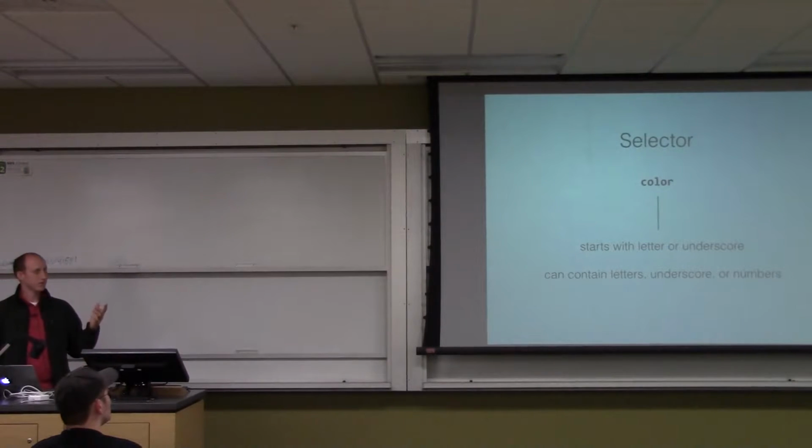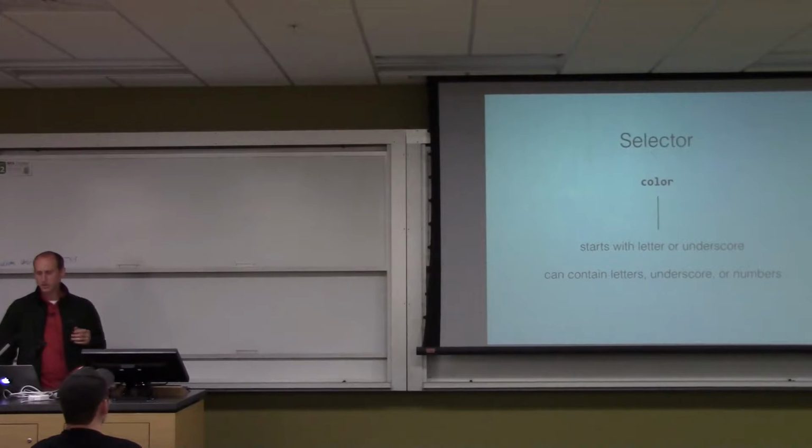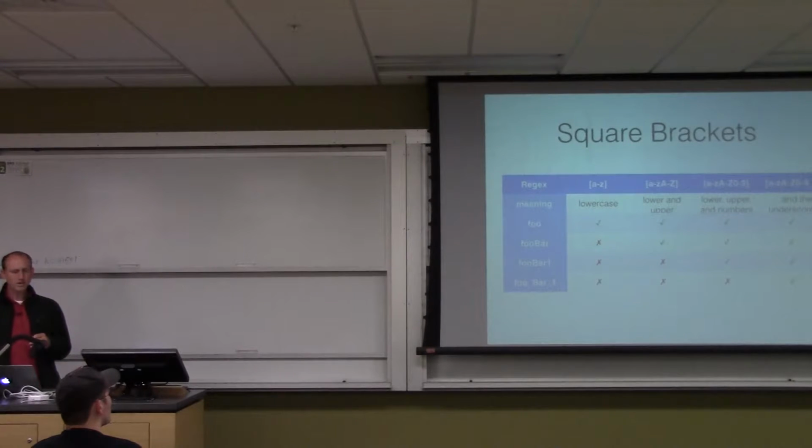So a selector, if you'll remember, is kind of like our variable, and it has to start with a letter or underscore and then contain letters, underscores, or numbers. I just wanted to talk about this one a little bit because the regex on it is a little more confusing. In regular expressions, we can use square brackets to indicate a range of characters that are allowed. As you can see on the table, this is how you would show lowercase, lower and upper, include numbers, not include numbers, underscores, and whatnot.